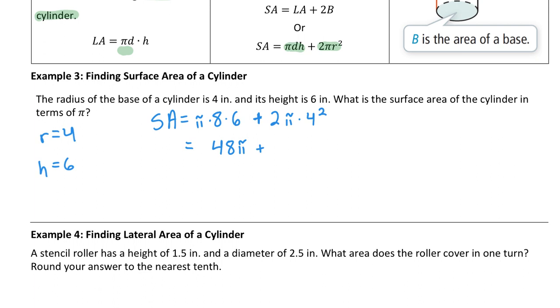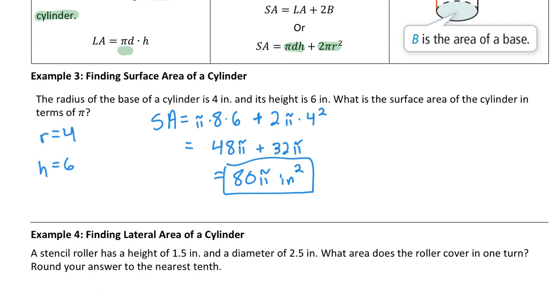And then what I'm adding on is the area of the bases, 2 of them, 2 circles. The area of 2 circular bases with a radius of 4. So this is 2 times 16. 4 squared is 16. 2 times 16 is 32. So 48 pi plus 32 pi is going to be 80 pi. And the one thing that I want to add on to this is obviously the units. This is in inches squared for my units.